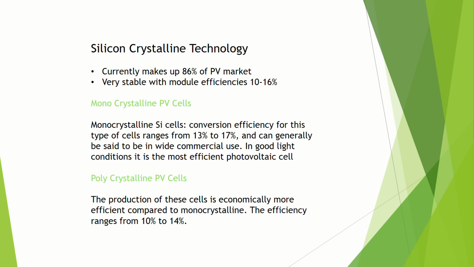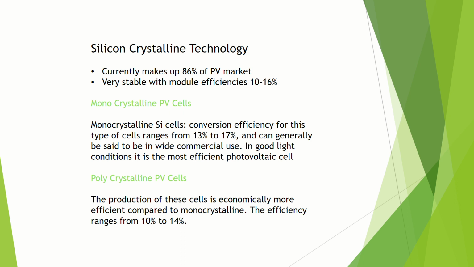Now let us discuss the silicon crystalline technology. It currently makes up 86% of the PV market. It is very stable with module efficiencies of 10% to 16%. The two types of silicon crystalline technology are monocrystalline PV cells and polycrystalline PV cells.